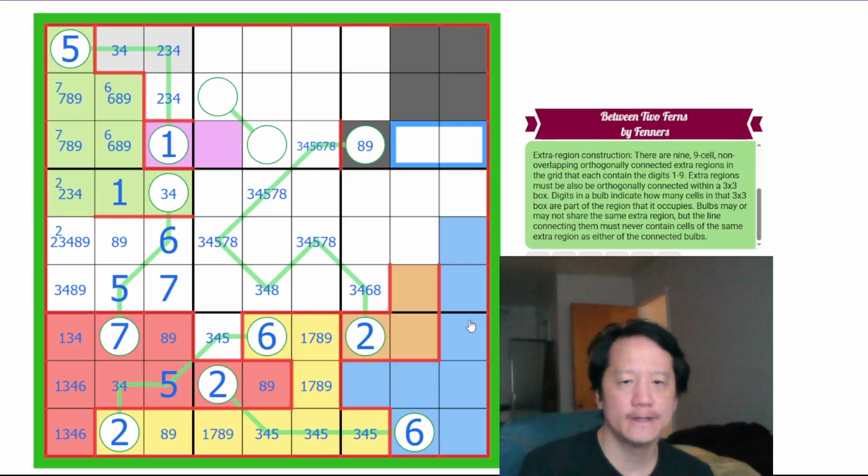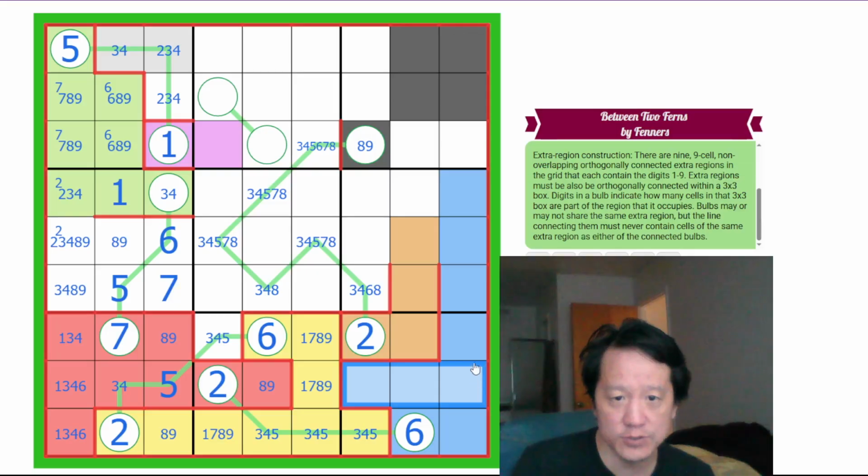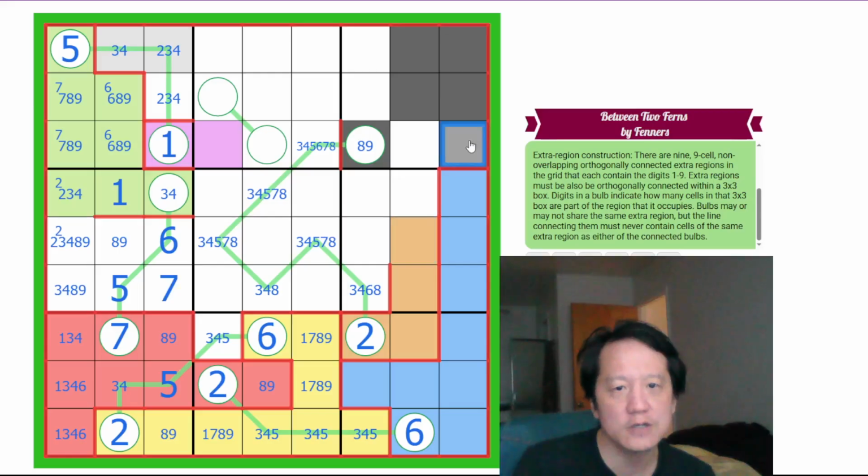Okay. Orange does have to go out this way because there's no other path for it. So blue has to finish off that way. That's 1, 2, 3, 4, 5, 6, 7, 8, 9. So blue is done as a region. This cannot be some other region, so this must be dark.